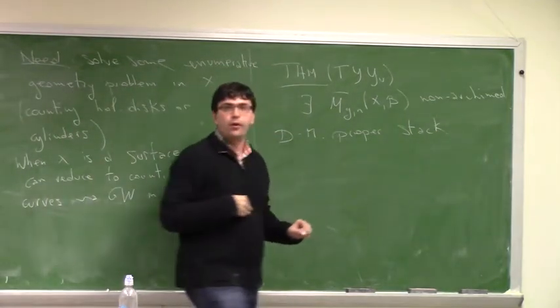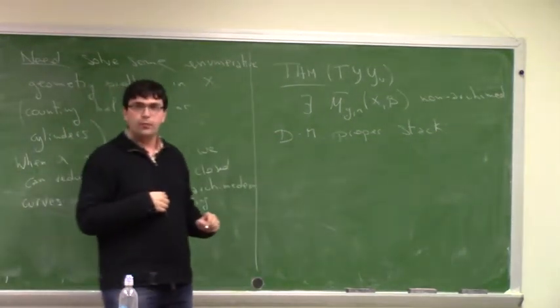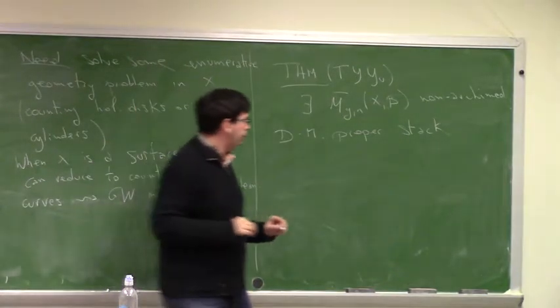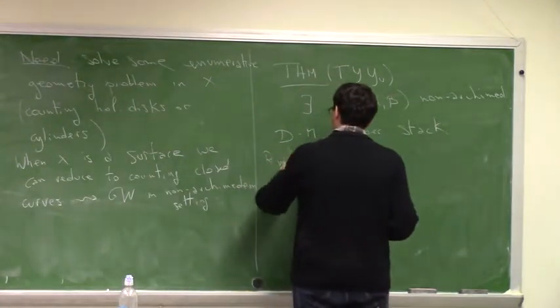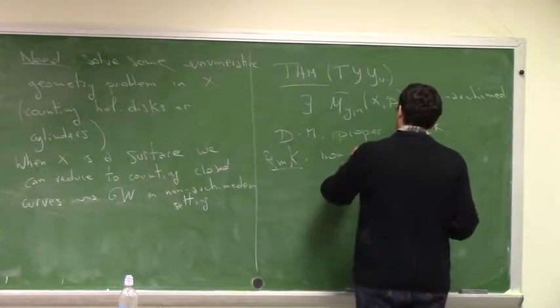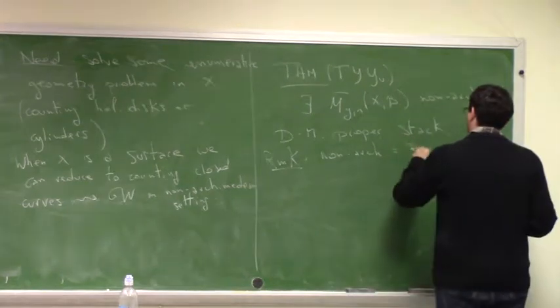When you say non-Archimedean, you mean rigid analytic or Berkovich analytic? I always mean Berkovich. So yeah, that's a good question. Non-Archimedean, we call Berkovich.